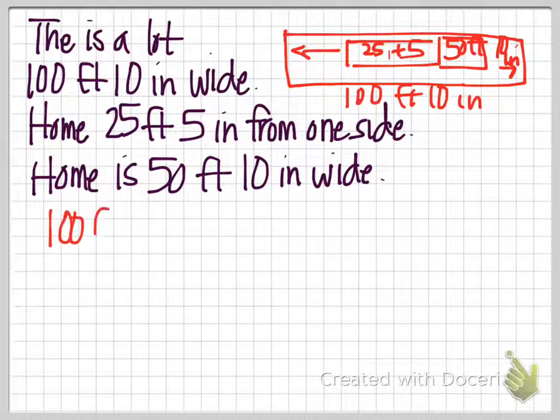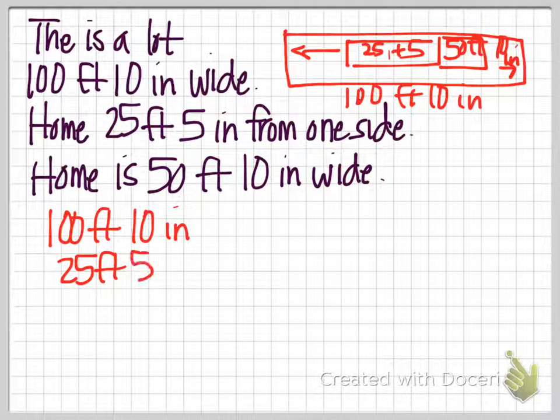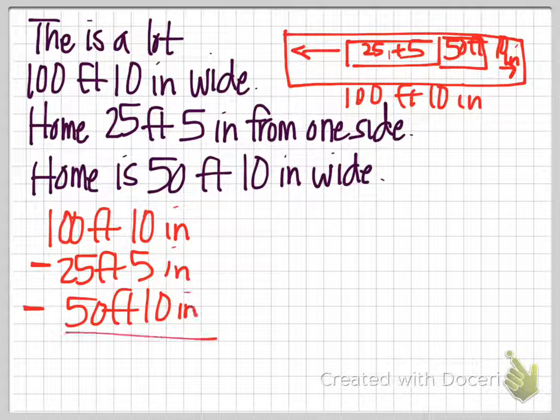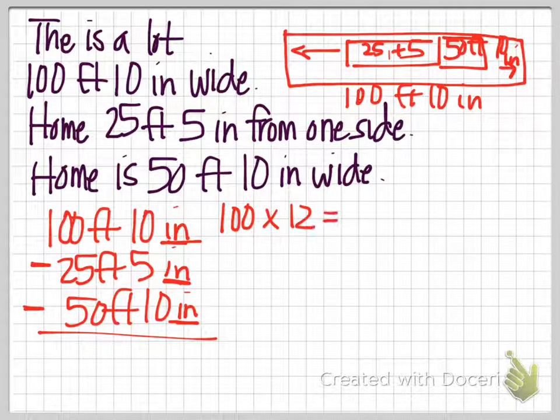So if we take the total 100 feet 10 inches and we subtract what we know, 25 feet 5 inches and 50 feet 10 inches, we'll get how many feet and inches are left. But we have all these different measurements, feet and inches, so we need to put them all in the same measurement. And what we could use in common is inches. We know that there are 12 inches in a foot, so 100 times 12 is 1,200, plus 10 will give us 1,210 inches.